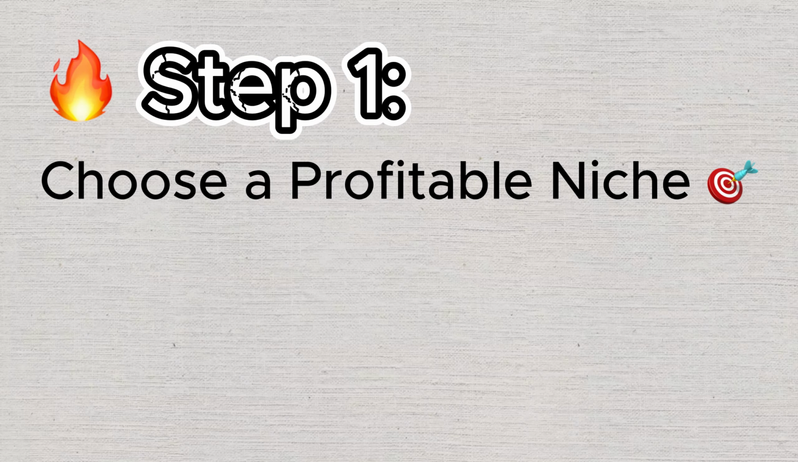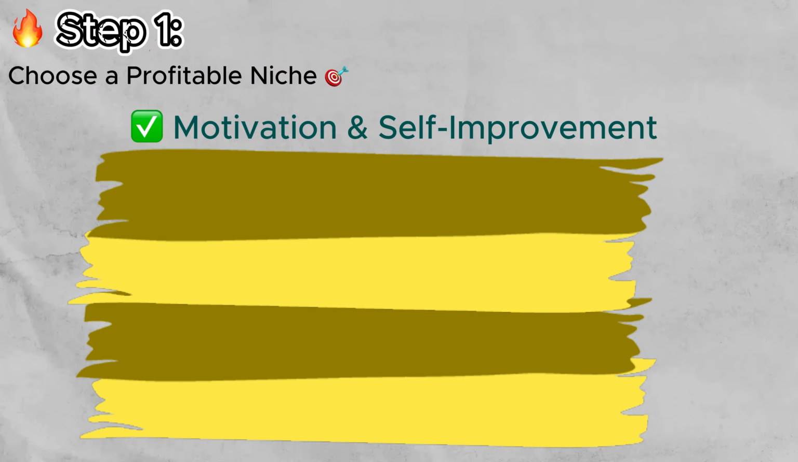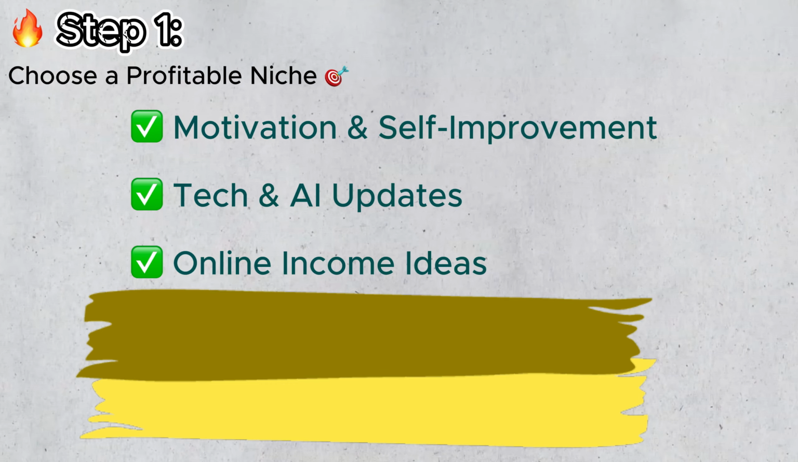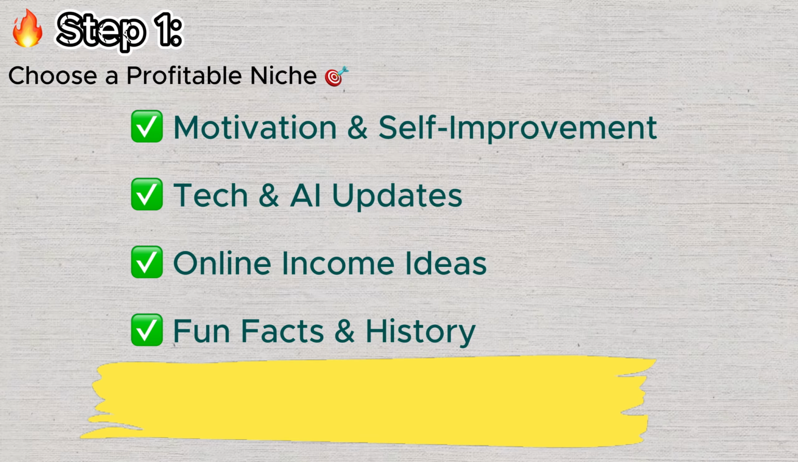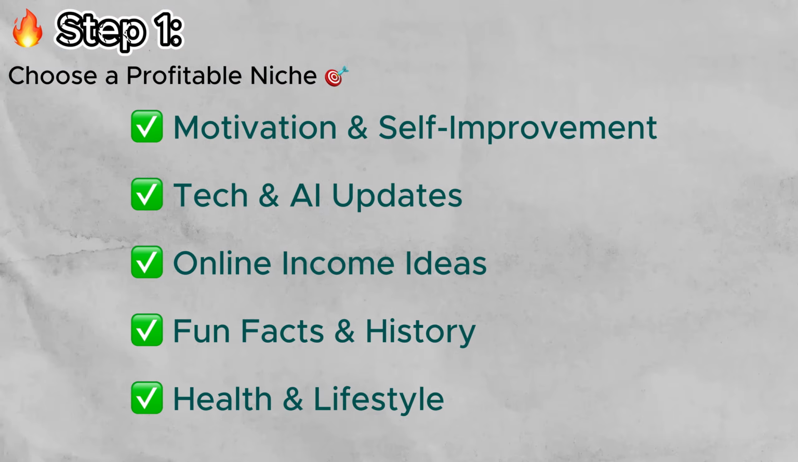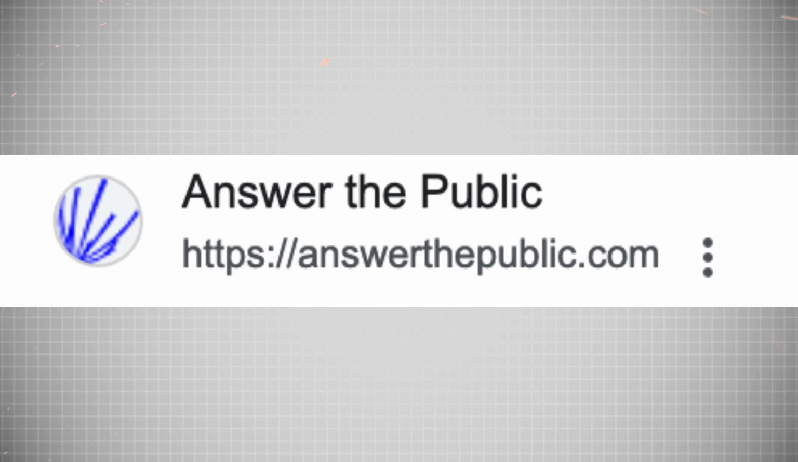Step 1. Choose profitable niche topics that get high views and good income. Motivation and self-improvement, success stories, quotes, tech and AI updates, ChatGPT, DeepSeek AI tools, online income ideas, freelancing, investments, business, fun facts and history, science facts, mysterious events, health and lifestyle, weight loss, fitness tips. Use Google Trends or Answer the Public to find trending topics.